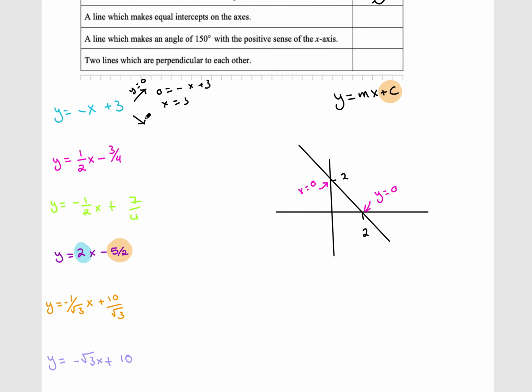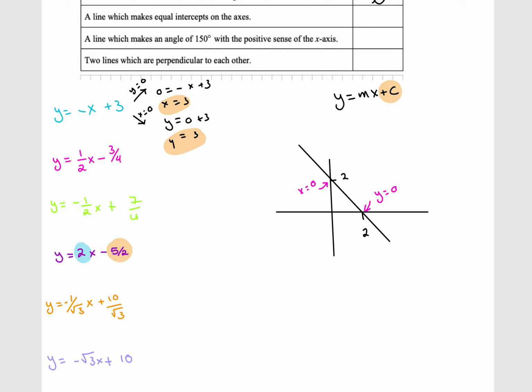If I go for x is equal to 0, let's check that out. What do I get? I've got y is equal to 0 plus 3, so I get y is equal to 3. And in that scenario, straight away, nice and easy, we've actually found it.